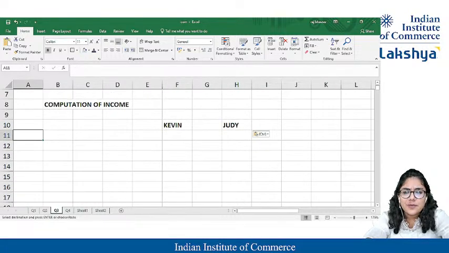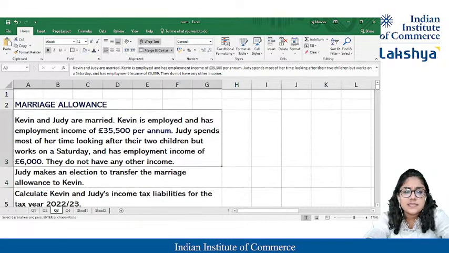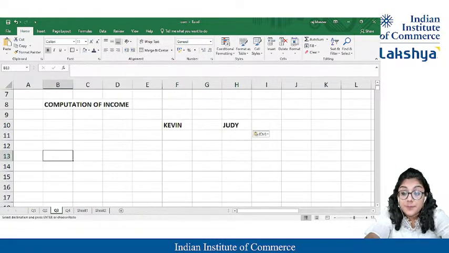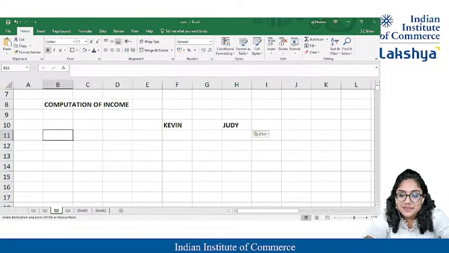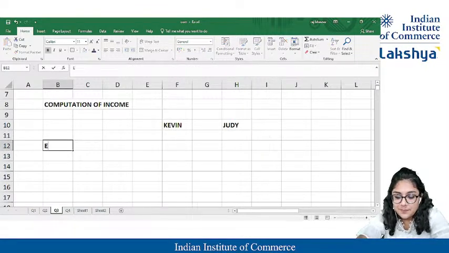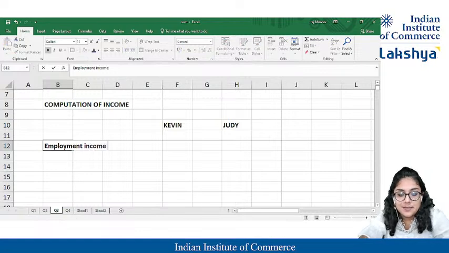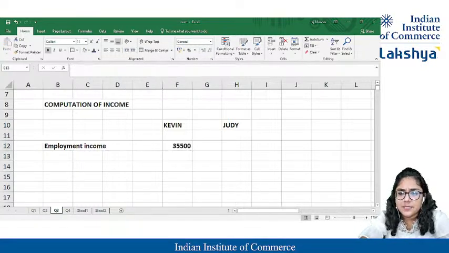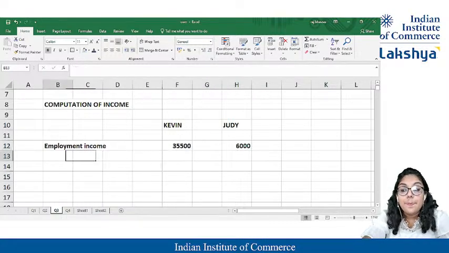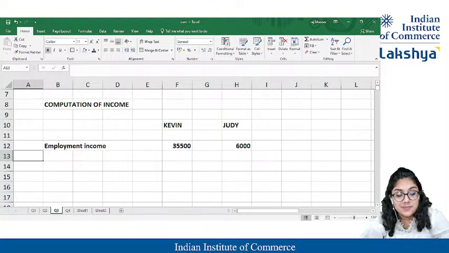What is the income for Kelvin? Employment income, ma'am, 35,500. So we can write over here, employment income for Kelvin turns around to be 35,500. What was the income for Judy? It was just 6,000. Now we get the personal allowance.